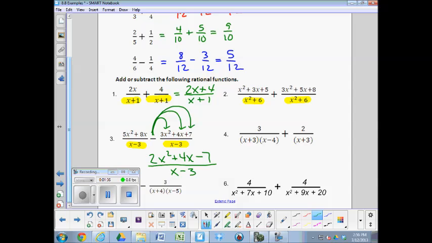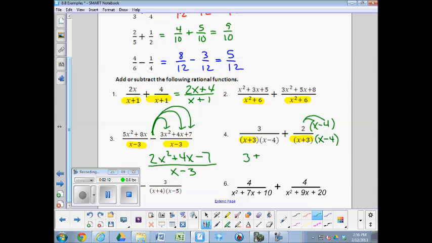Now 4 is the first one where we don't have a completely common denominator. We have the x plus 3's in common, but the fraction on the left has an x minus 4, while the fraction on the right does not. So we need to multiply top and bottom by x minus 4 to give us that common denominator. After you put that x minus 4 on top and bottom, make sure you distribute the 2 and then combine like terms. So that numerator is going to be 2x minus 8.